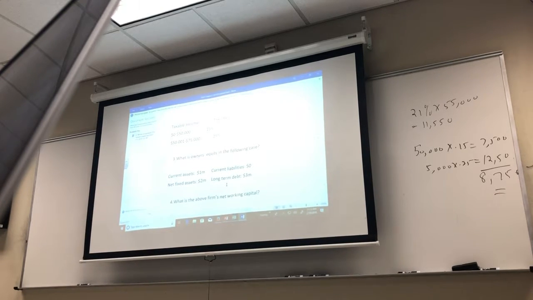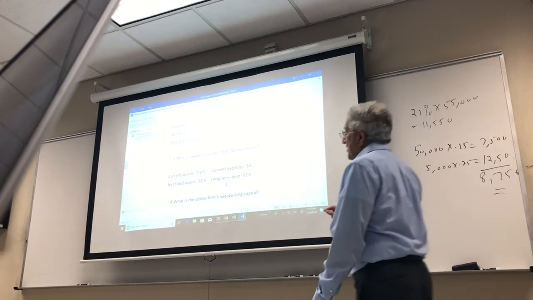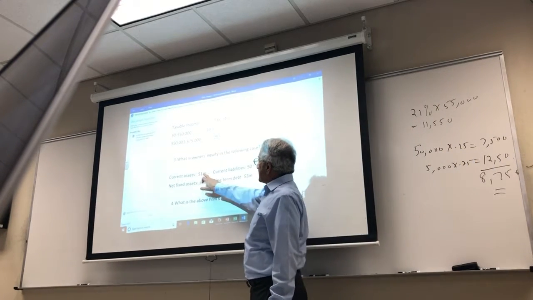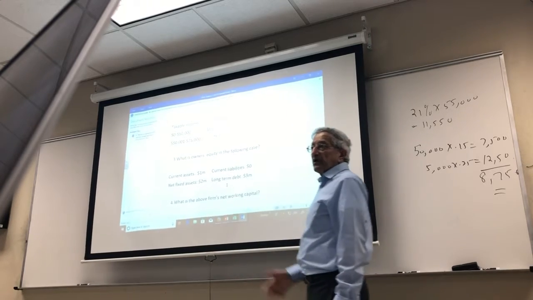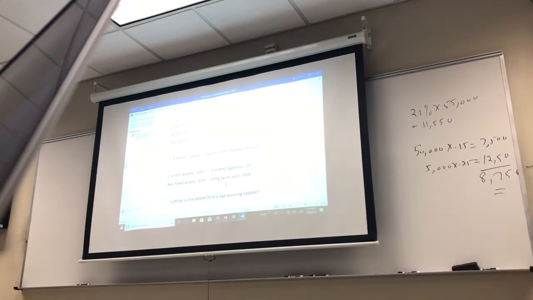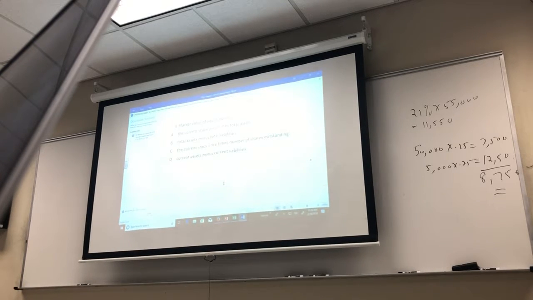The answer is 0. 3 million minus 3 million. Add the left hand side, add the right hand side, subtract the right hand side from the left hand side, that gives you 0. Okay, what's the above firm's net working capital? Net working capital is current assets minus current liabilities. So this is current assets, this is current liabilities. So 1 million minus 0 is 1 million. Net working capital. And finally, what's number 5?